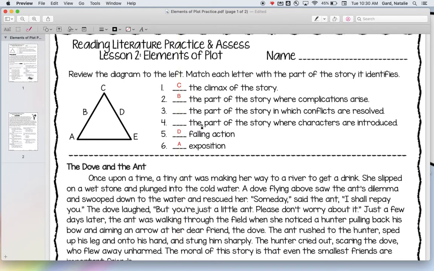It's not as exciting, but we kind of understand why the things that have happened in the first part of the story. And then finally, E, that's where everything gets resolved. We actually call this part the resolution. So I'm sorry, 3 is going to be E.